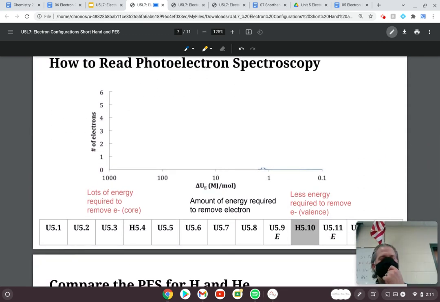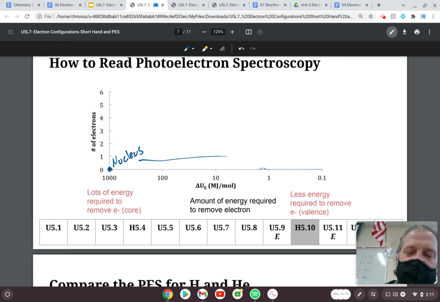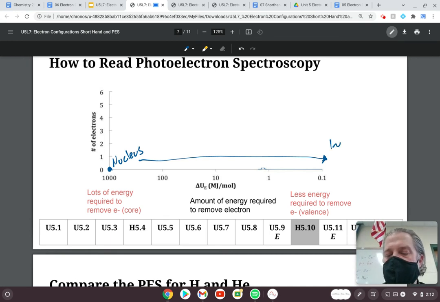So here is what a spectroscopy X and Y axis graph might look like. And what you need to recognize is that at the origin right here would be where the nucleus is. And then as you go towards the right, you get further and further away from the nucleus. So we have increasing energy levels.